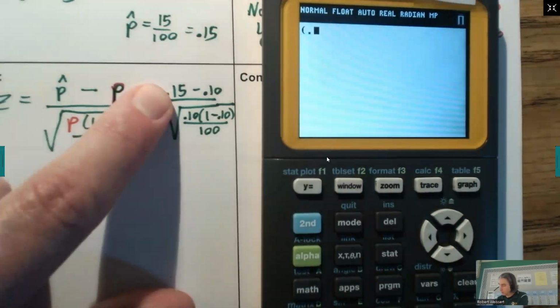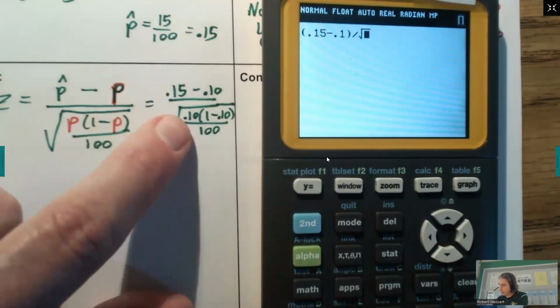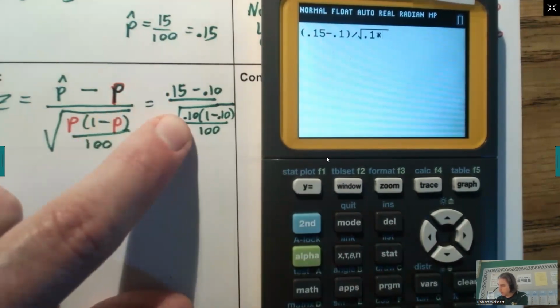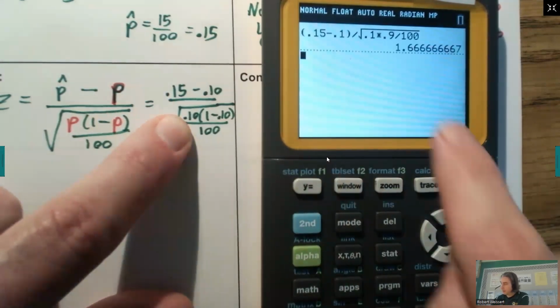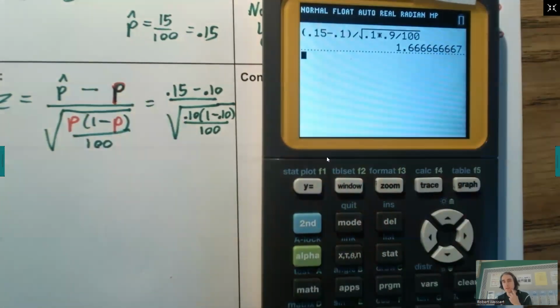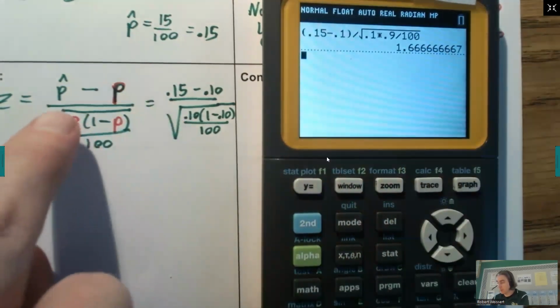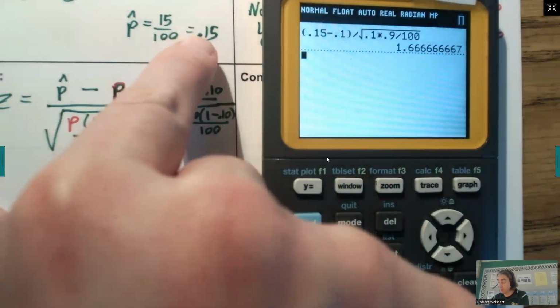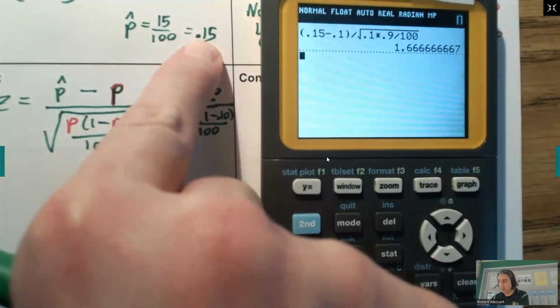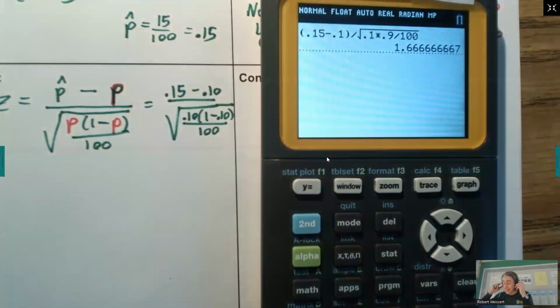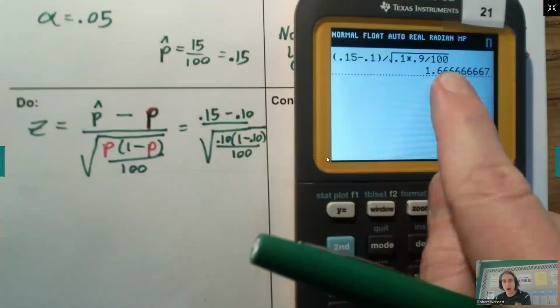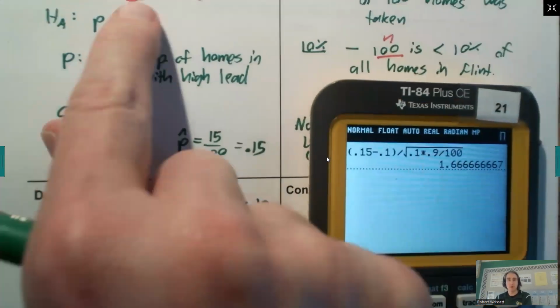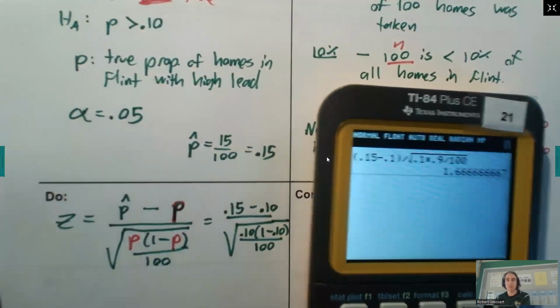I'm going to do parentheses 0.15 minus 0.1, divided by the square root of 0.1 times 0.9 divided by 100. That can all be entered in like this. And that's your z-score. What that tells us is that the sample of 15% is about 1.67 standard deviations above the mean if the mean were at 10%. So if we're centered around 10%.